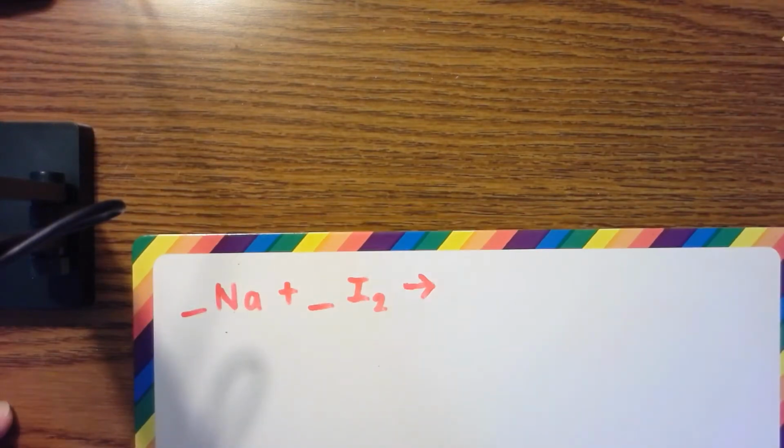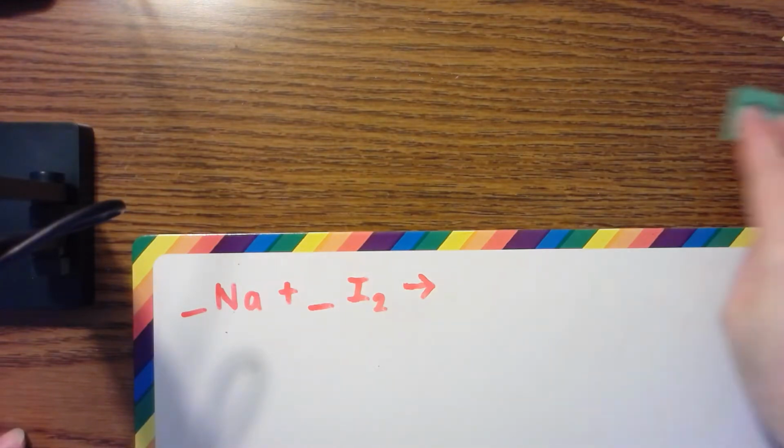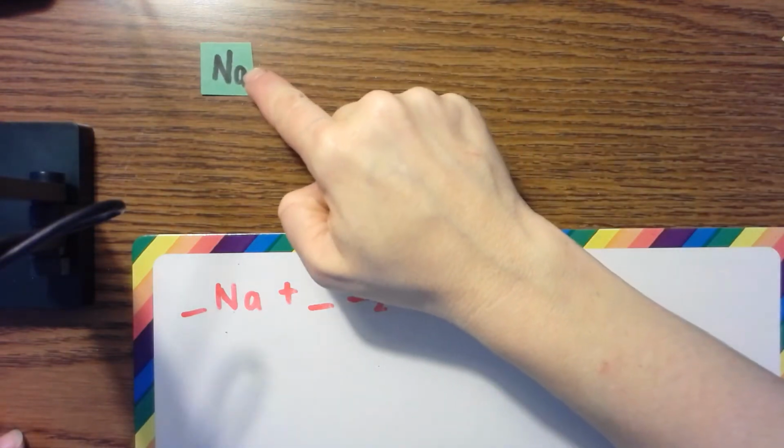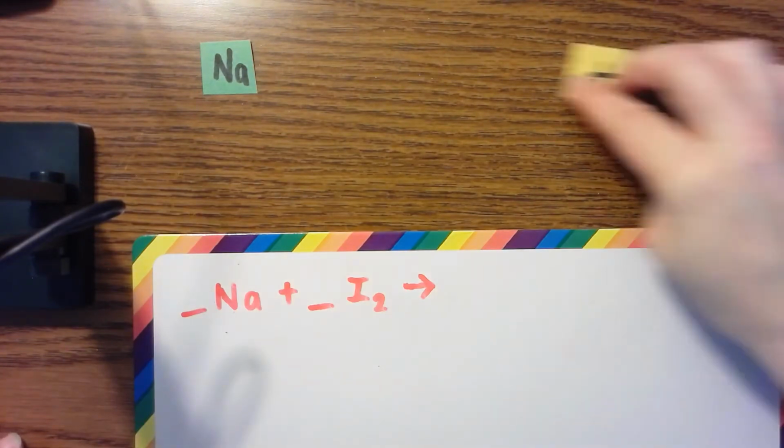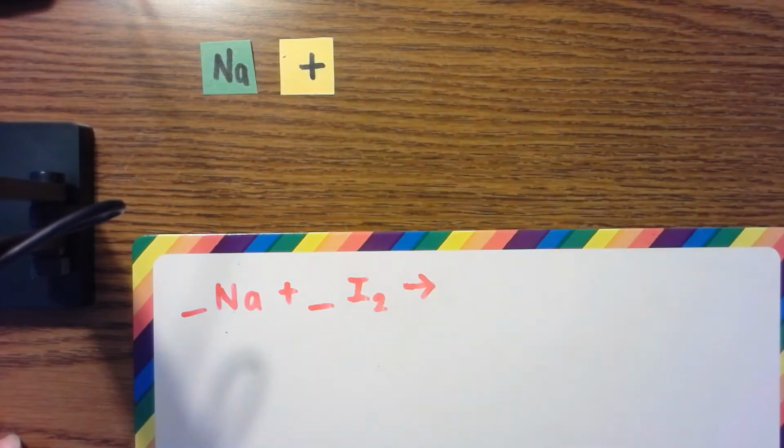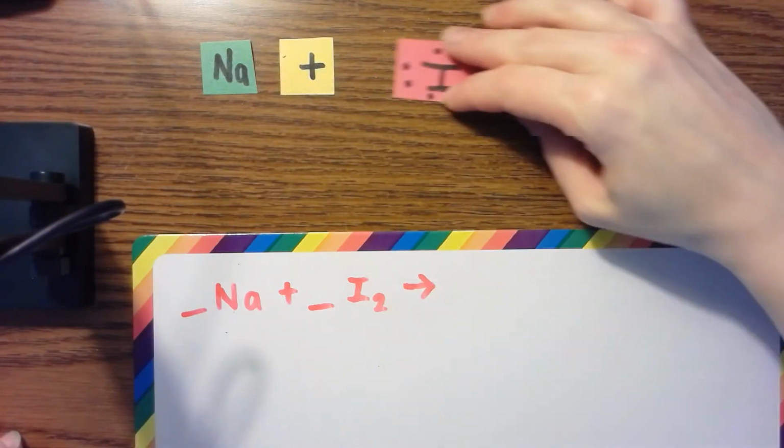Okay, so for our third video, for our third reaction here, we have elemental sodium, so Na. I didn't give it a charge here because since it's all by itself as the element, it doesn't have a charge, it's not an ion yet. And then we have plus I2.